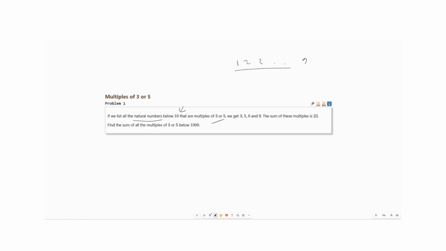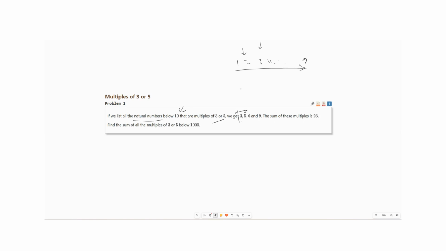So if you check every single element to see whether it is divisible by 3 or 5, then we can add it, otherwise we cannot. So 3 is divisible by 3, so that's why we took that 3. 4 cannot be divided by 3 or 5. 5 is divisible by 5, so we can add it.